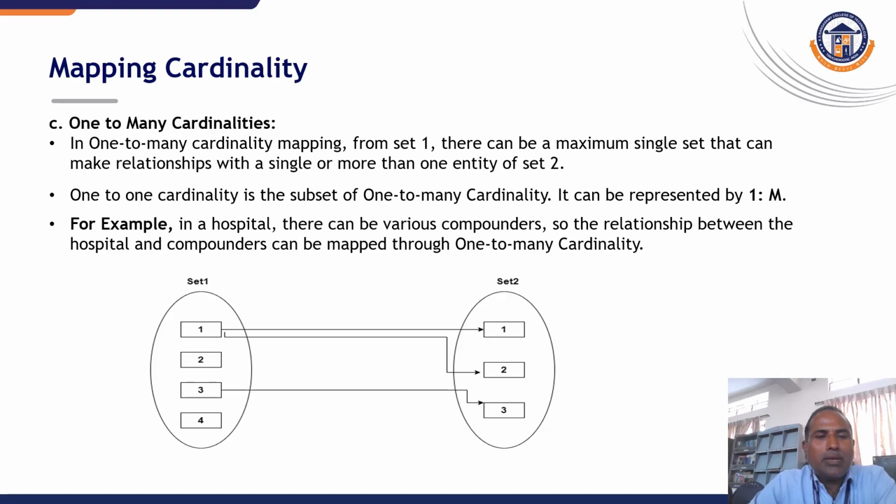Then one to many cardinalities. In one to many cardinality mapping from set 1, there can be a maximum single set that can make a relationship with a single or more than one entity of set 2. See this diagram. In a hospital, there can be various compounders. So a relationship between the hospital and compounders can be mapped through one to many cardinality. One hospital may have a number of compounders or doctors. This is one to many cardinality.